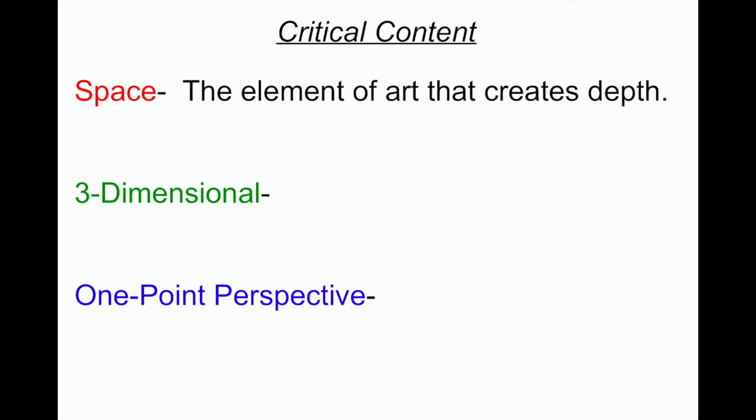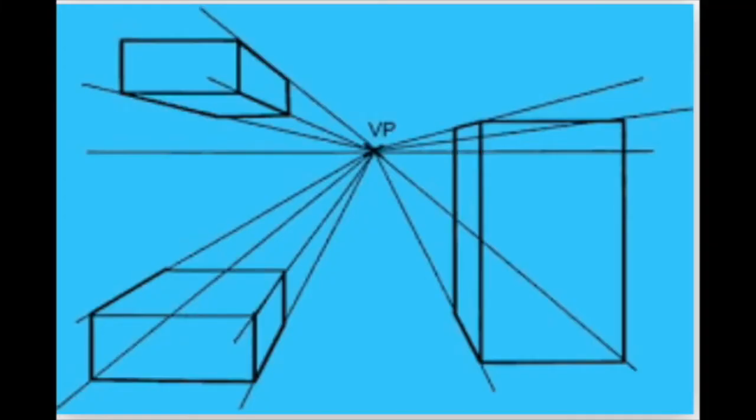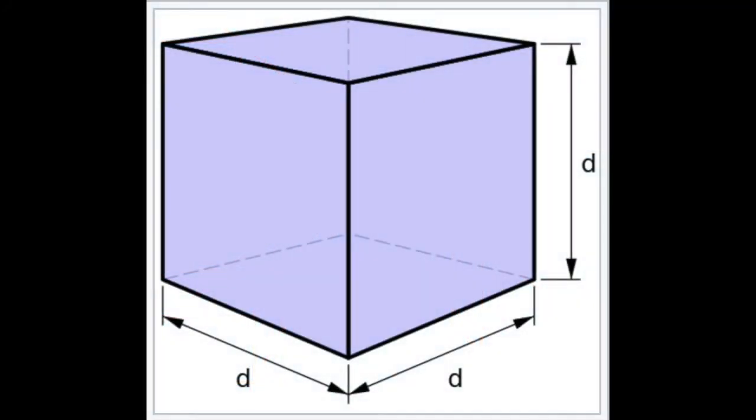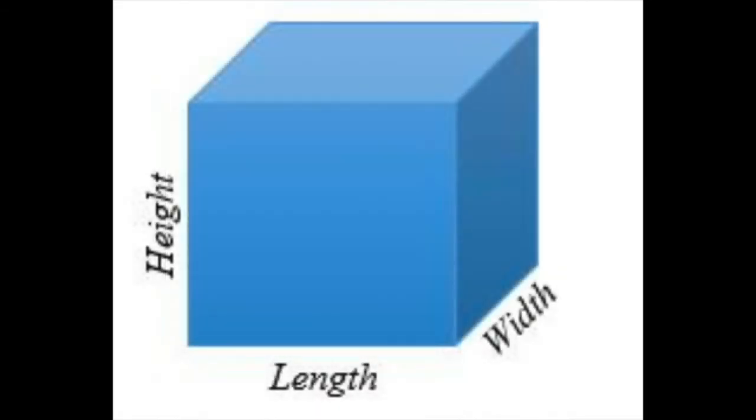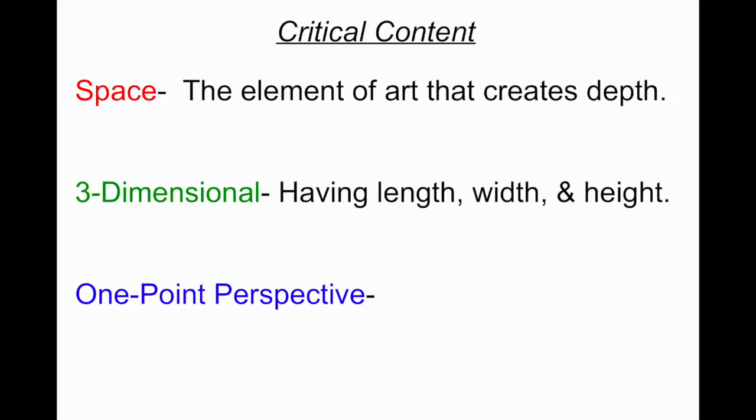3-dimensional is the next term. A lot of people describe it as popping out or having sides, but actually there's 3 dimensions that you should be able to name. Can you name the 3 dimensions of a cube? 3-dimensional means having length, width, and height.